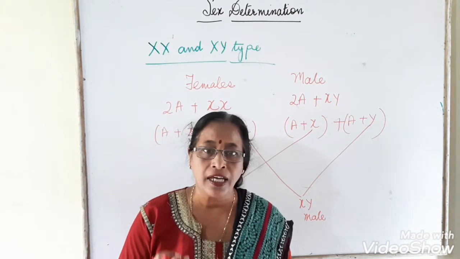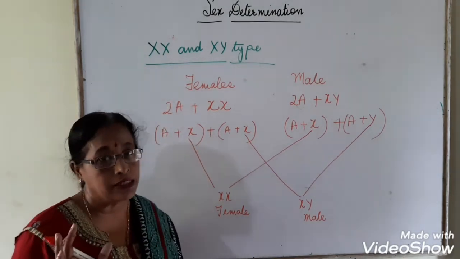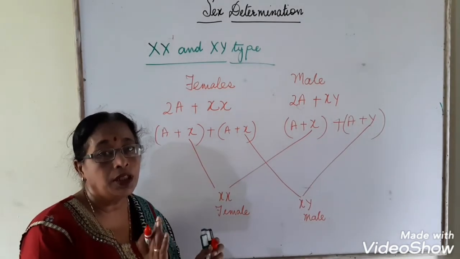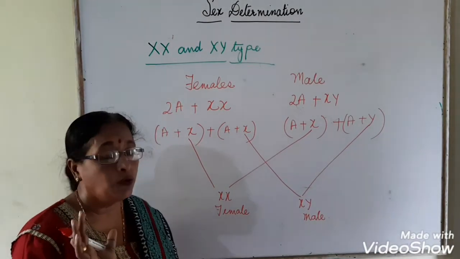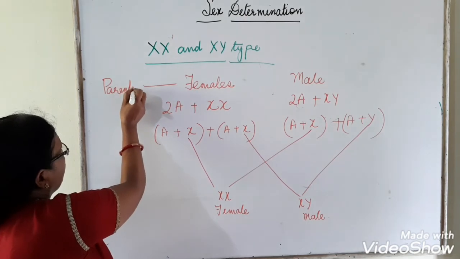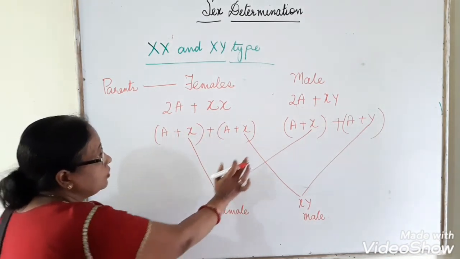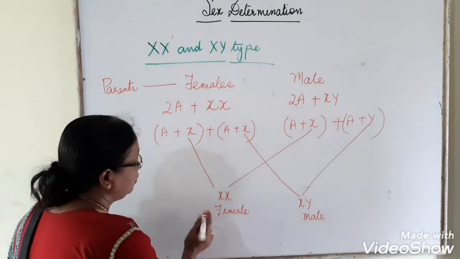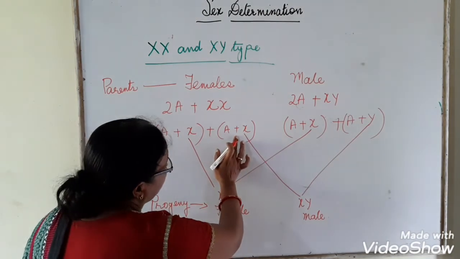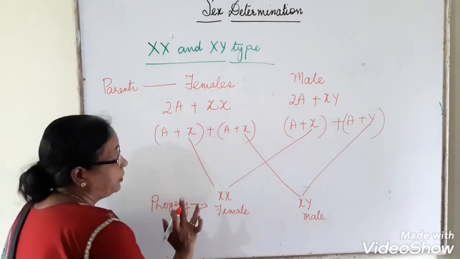Now let us understand the XX and XY type of sex determination. The females have got only one type of chromosome, that is X, and the males have got two types. The male gamete has got two types of chromosome: 50% of the male gametes have X chromosome and 50% have Y chromosome. Now if we see the cross, these are the parental gametes. The females have got X and X. If one of the X chromosomes fuses with the X chromosome of the male, then the progeny will be female. And if the other X chromosome of the female fuses with the Y chromosome of the male, then the progeny will be male.